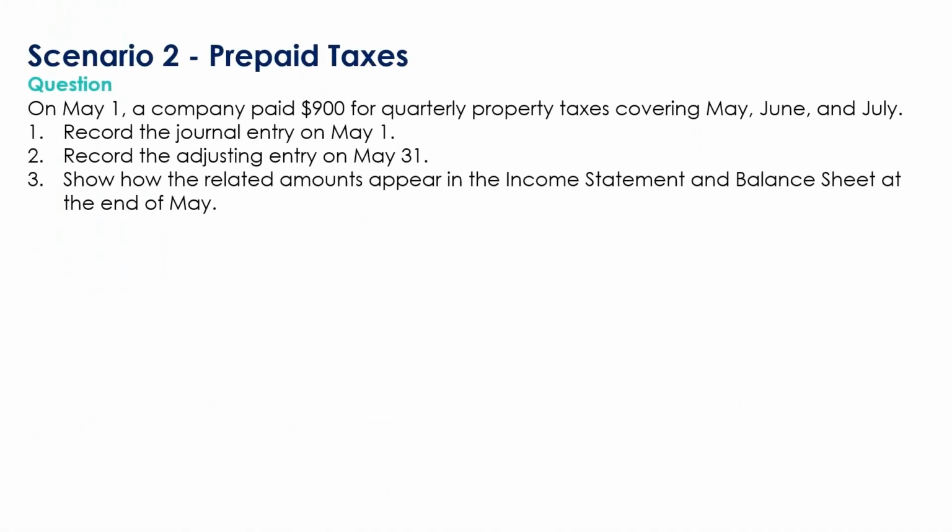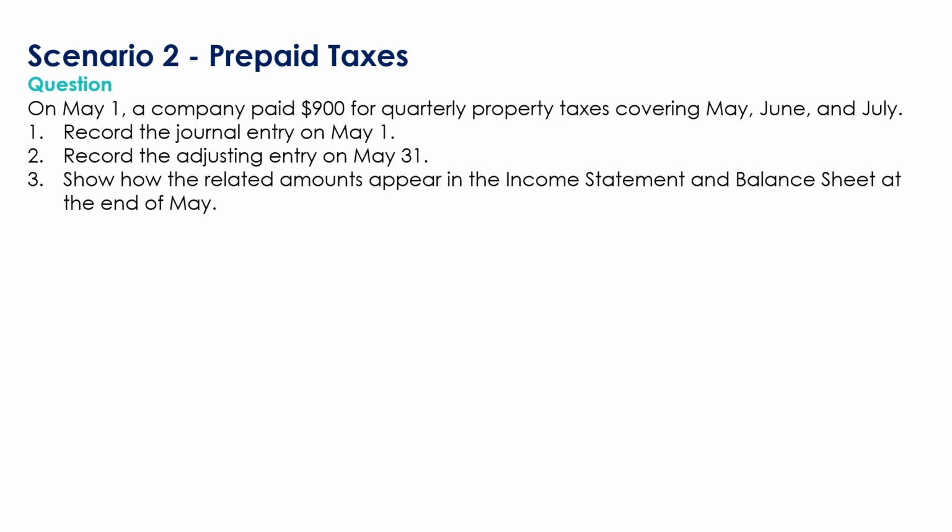Now, let's look at another example, this time involving prepaid taxes. We'll see how the same principles apply when a business pays for a service or obligation covering multiple months in advance. Let's evaluate the second scenario. On May 1st, the company pays $900 for property taxes that covers a 3-month period from May through July.